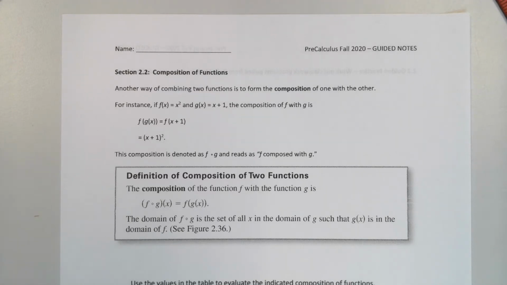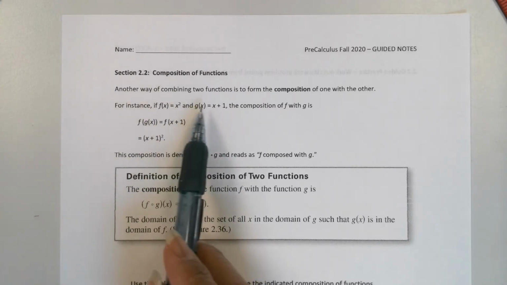All right, so today we are going to jump into section 2.2, composition of functions. In section 2.1, we dealt with the different ways of combining functions through addition, subtraction, multiplication, and division. And now in section 2.2, you'll be introduced to the composition of two functions. So let us dive into looking at these two functions given to you.